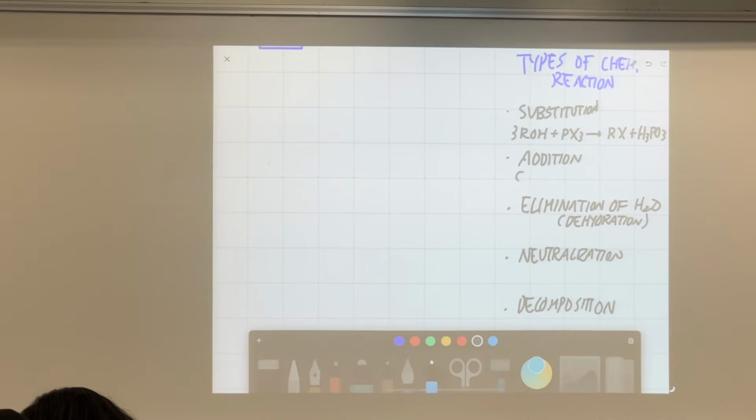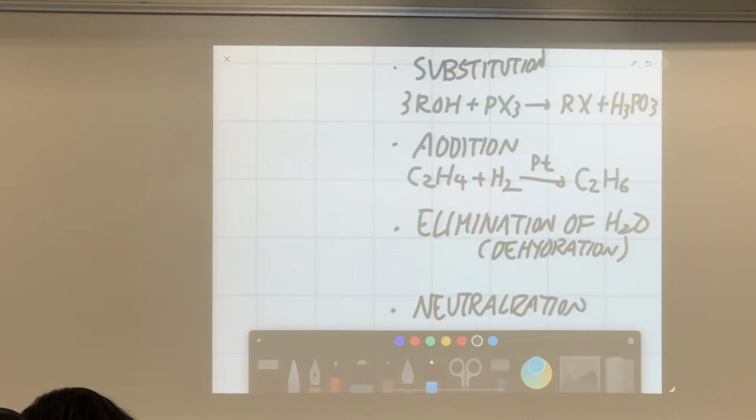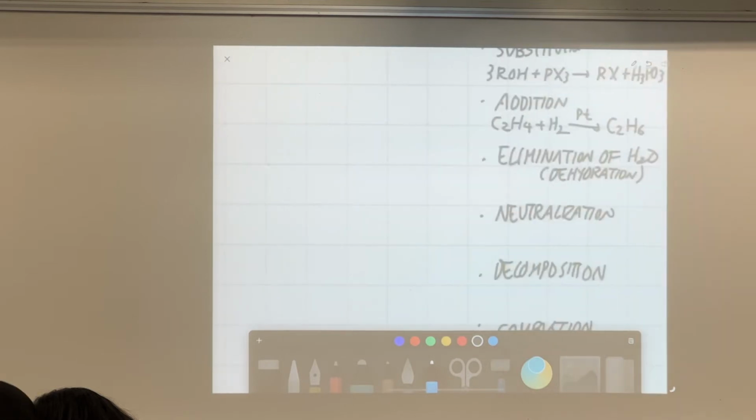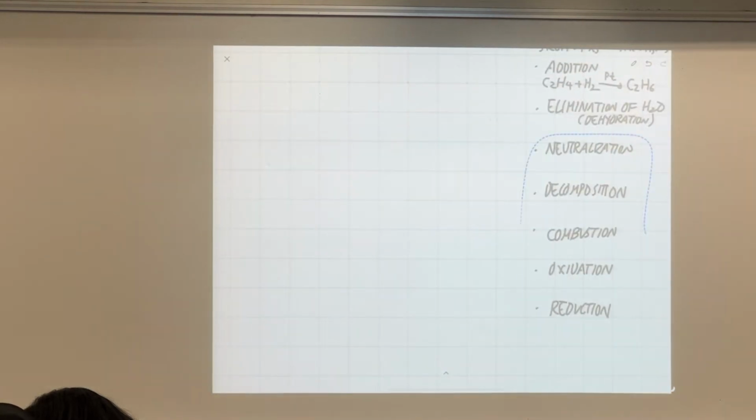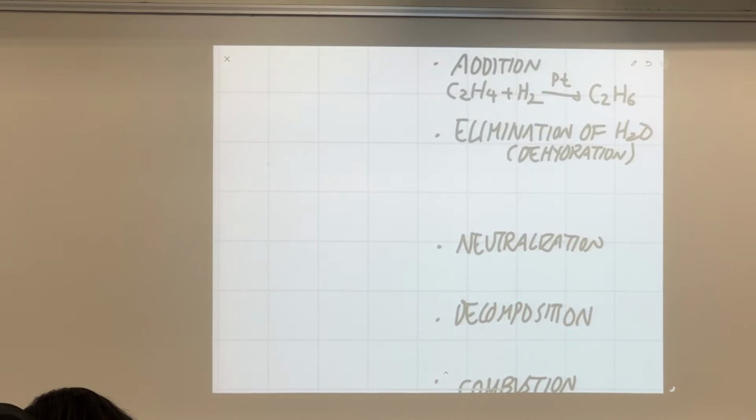So just one example. We can put C2H4 plus H2 in the presence of platinum, forms C2H6. What is the name of C2H6? Methane? How many carbon? Ethane. Yeah, ethane. Okay, and then there's the elimination of water. Do you remember what the dehydrating agent is? It's concentrated sulfuric acid. Alternatively, we can use aluminum oxide.